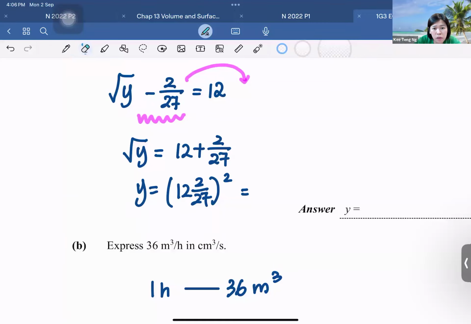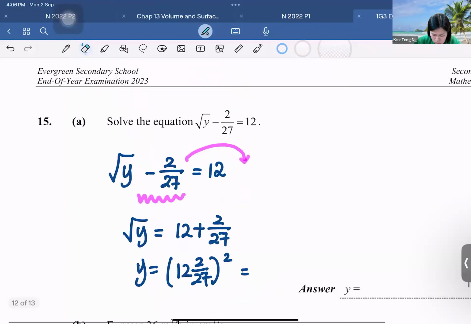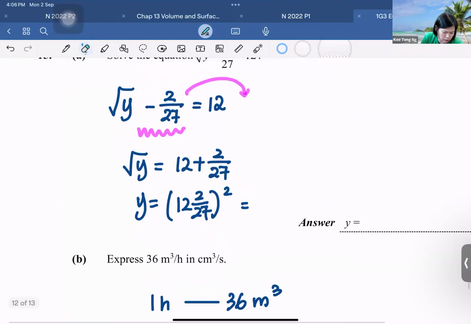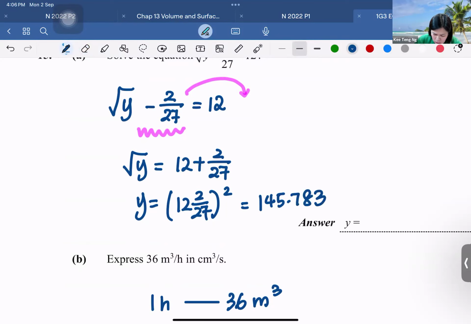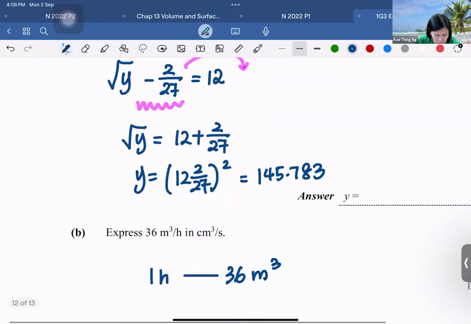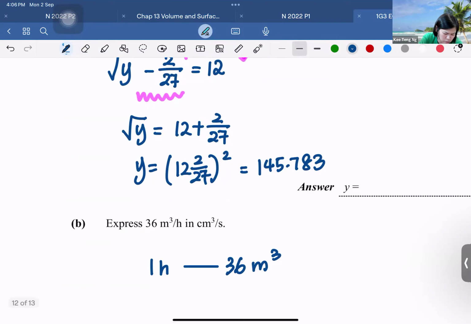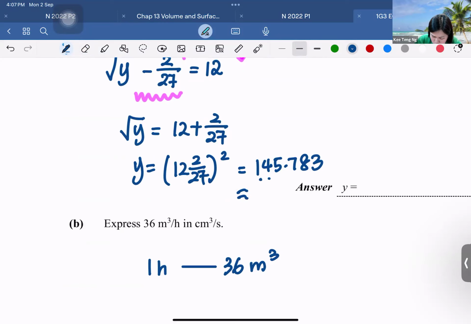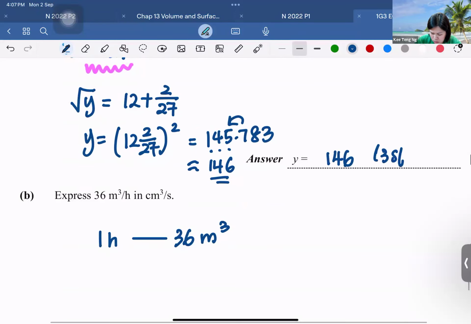If the answer is not a nice number, what do I do? It's not a nice number, right? Let me square it. Yeah, it's not a nice number. I got 145.783. If it's not a nice number, I can't leave it as a decimal either. So I have to round this off to 3 significant figures.